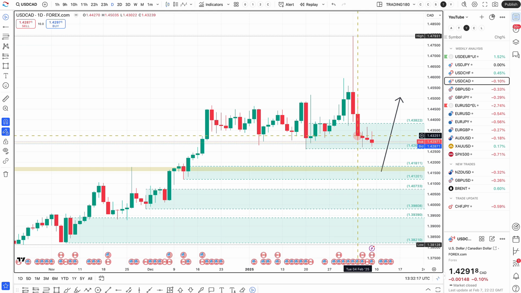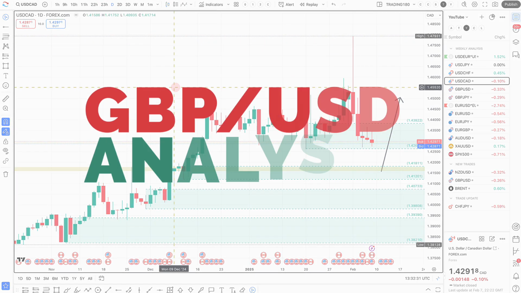Donald Trump is focused on getting them to play ball, and Canada isn't necessarily in the best negotiating position when it comes to their economy. So the dollar really should have the edge.